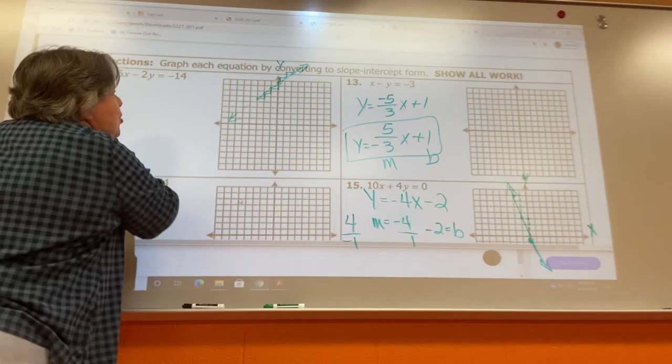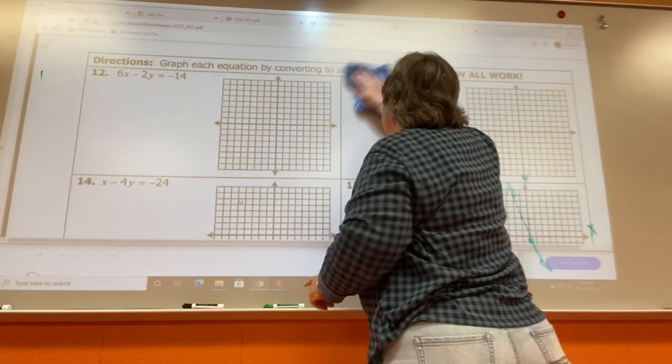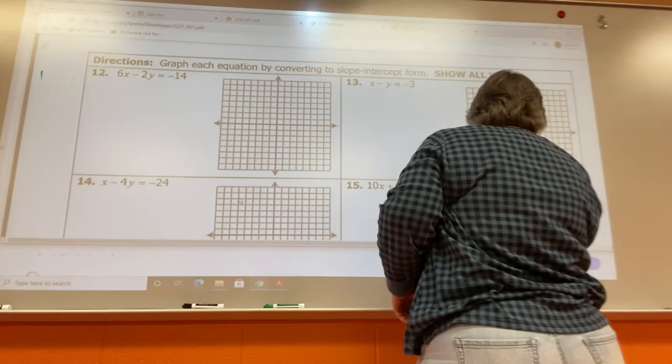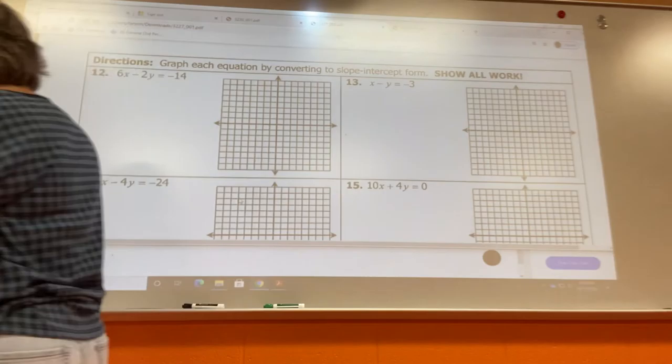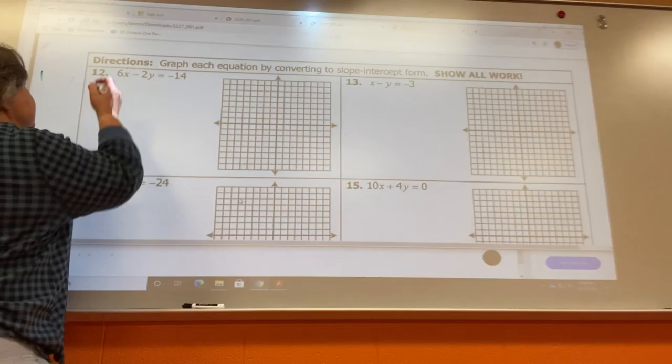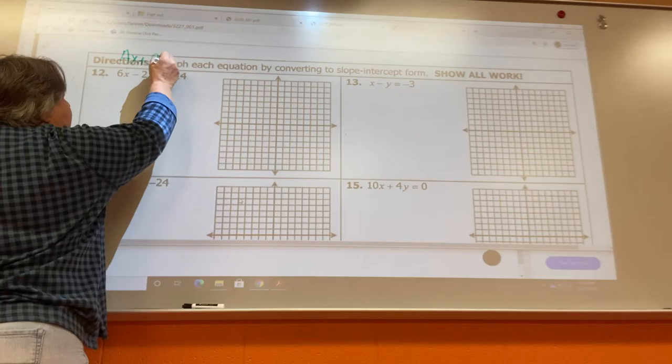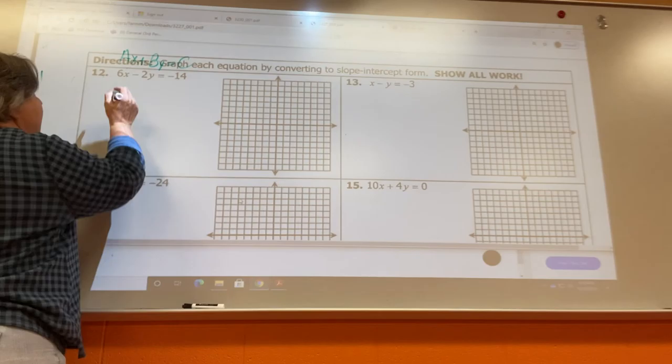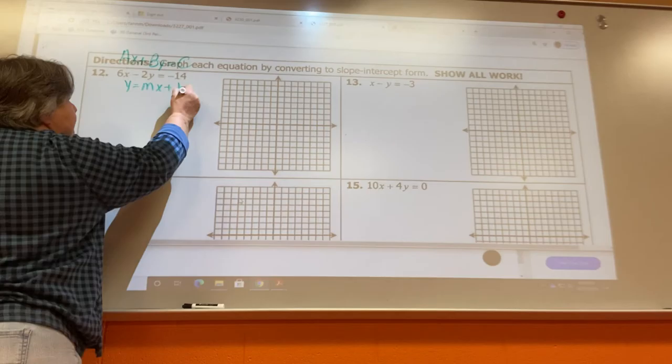On this one, I would suggest you put the negative with the 3 or put the negative with the 5. You can graph this either of these two ways. Now we're going to this one. You can do this one for yourself. This is the equation. This is B. This is M. So all you have to do is count it. I just put the negative with the 5 there, and the negative is with the 3 here. Depends on which way you want to count.